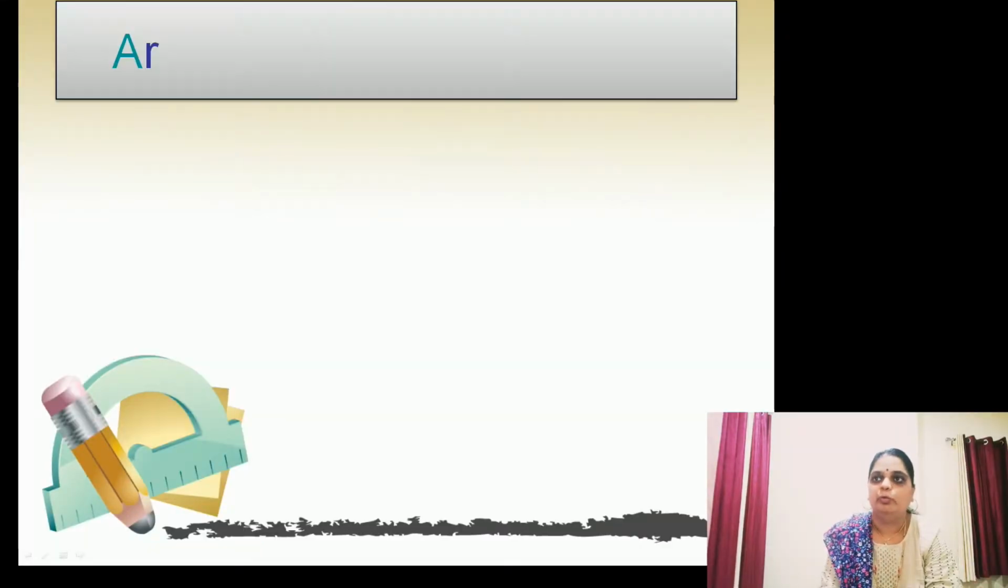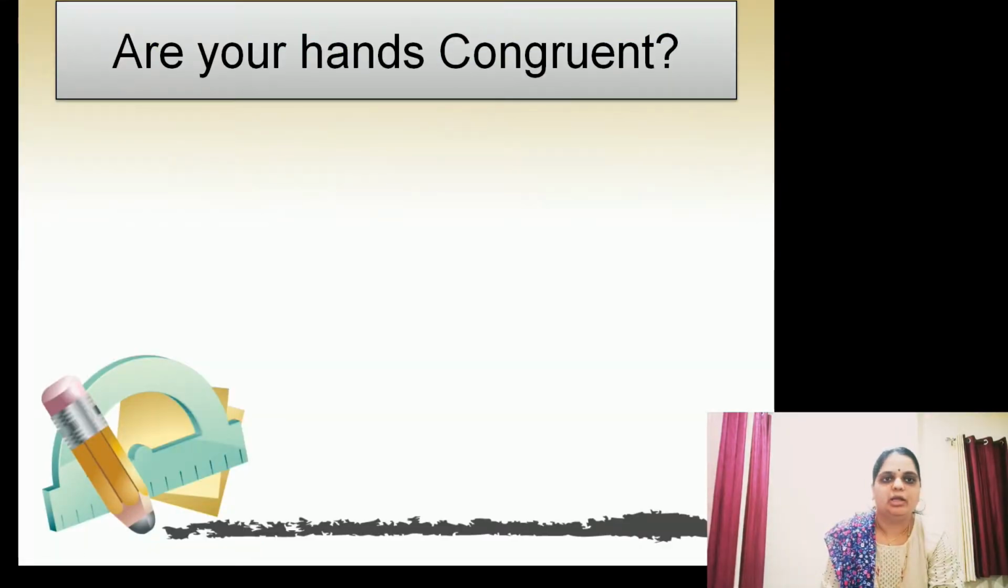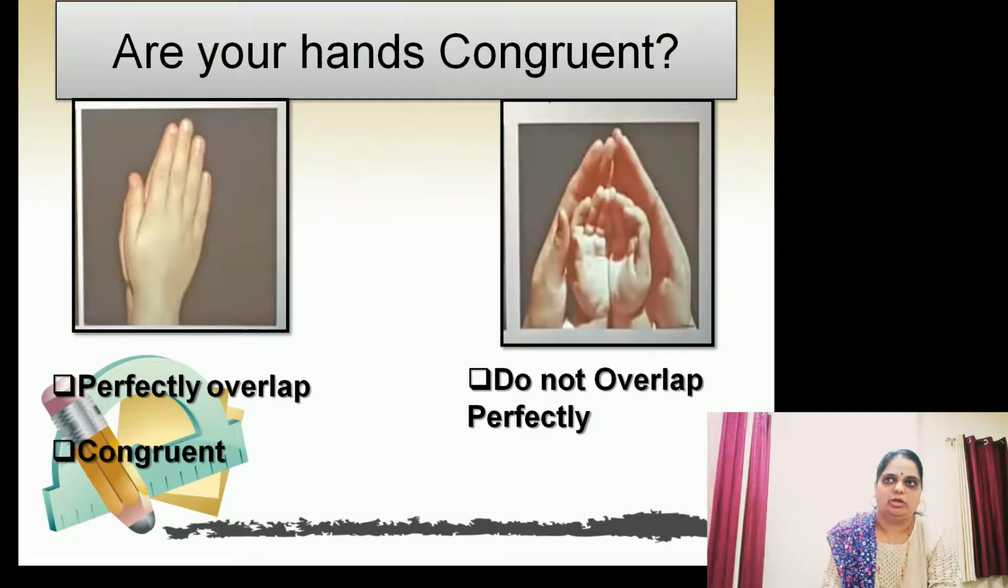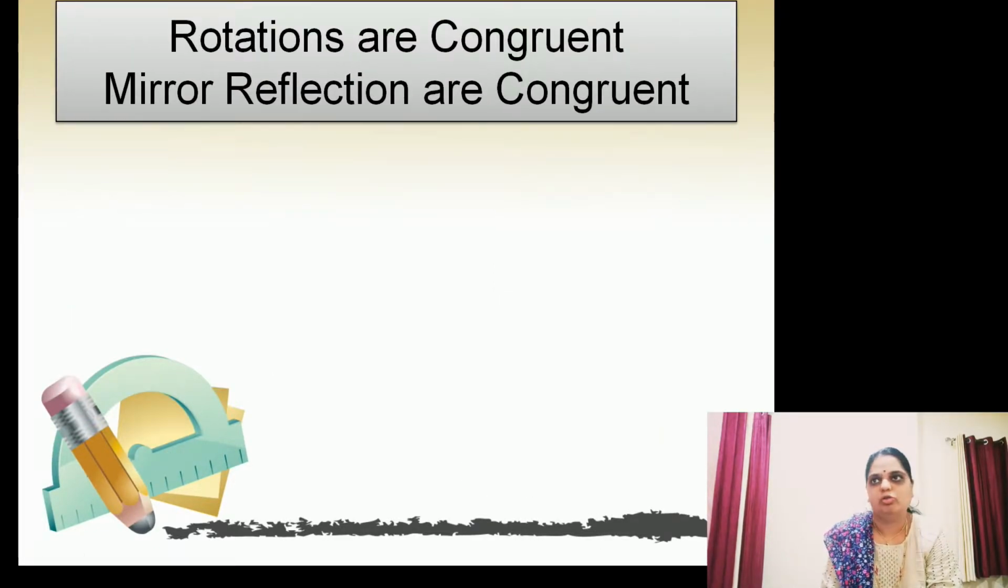By observing this video, we conclude that perfectly overlapping each other means congruent, and not perfectly overlapping each other is not congruent. Rotations are congruent and mirror reflections are also congruent.